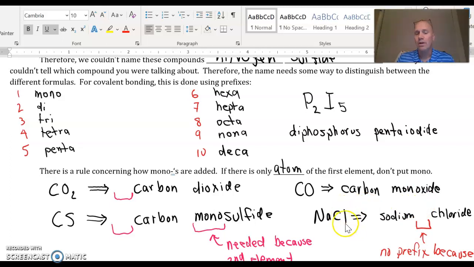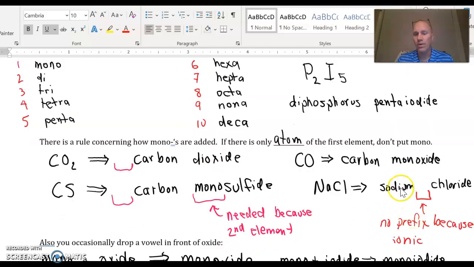All right, note, a lot of times when we're going through this and I get people used to this rule and I show them something like NaCl, all right, and ask them to name it, sometimes people will say, well, that's sodium monochloride. And what they forget is that before you name it, you have to recall, is this an ionic or covalent compound? All right, NaCl is ionic, which doesn't use any prefixes at all. So this is just plain old sodium chloride.